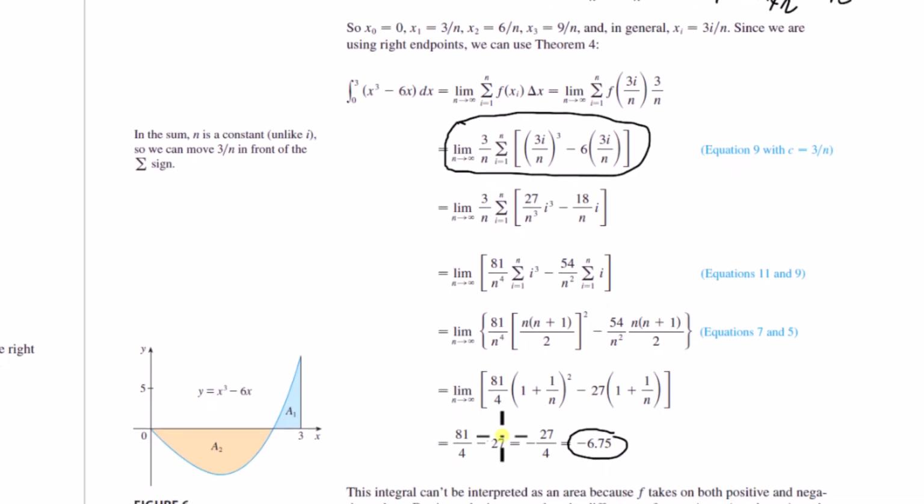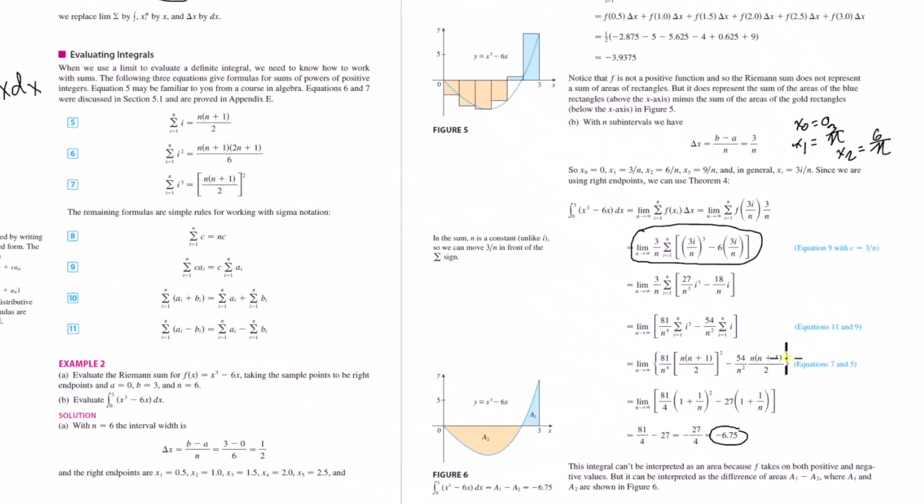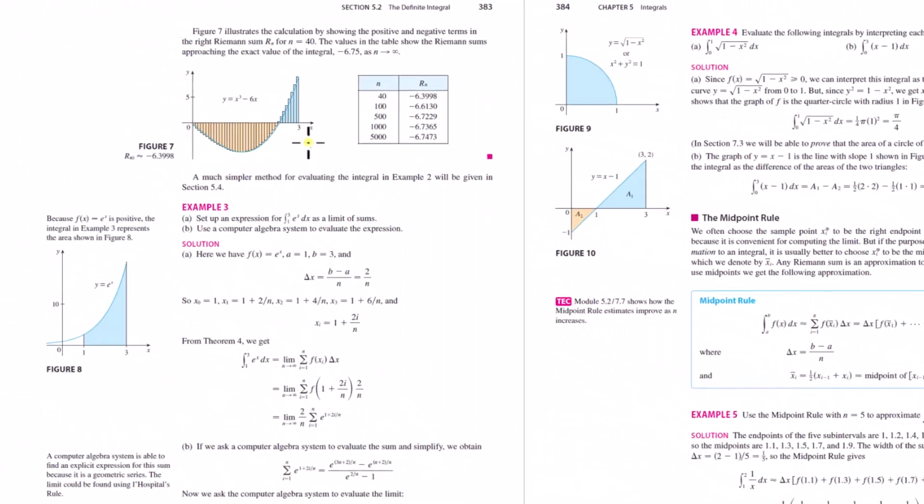Okay, and so it's negative because if we look here, it's a larger negative area than there is a positive area. So it's a net area. We can't interpret this as an actual area. It's a net area. Okay, and then here they do an illustration.